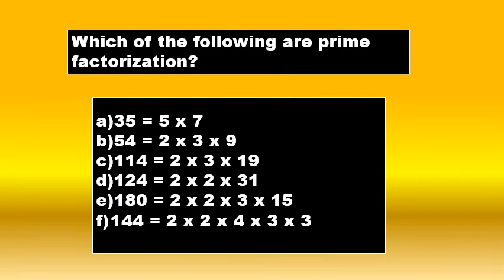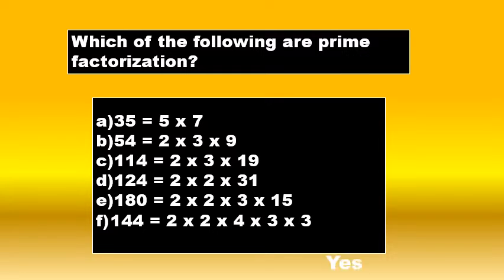Which of the following are prime factorization? Children, as I had explained, prime factorization means that all the factors should be prime and the product of those factors should be the number itself. Now here the first is 35. The factors are 5 and 7. 5 and 7 both are prime, and when we multiply them, the product is 35. So it means it is prime factorization.